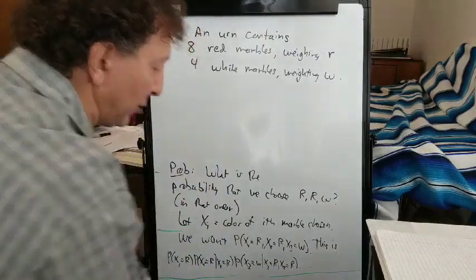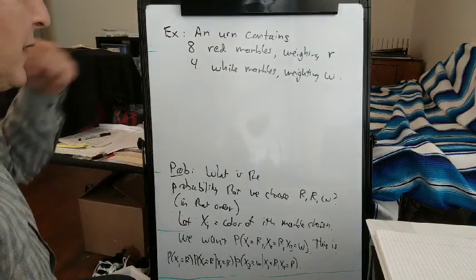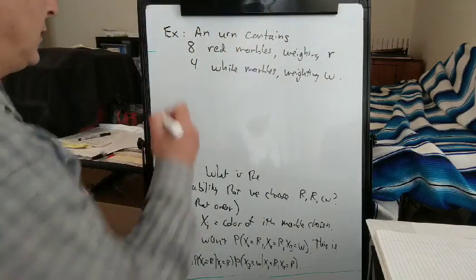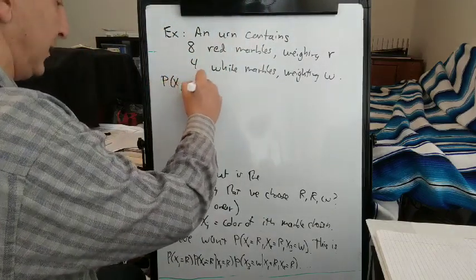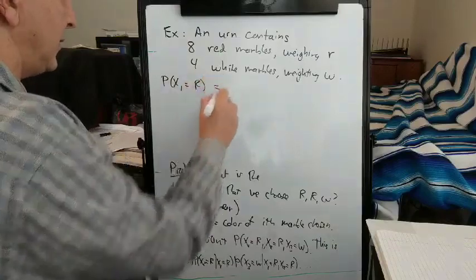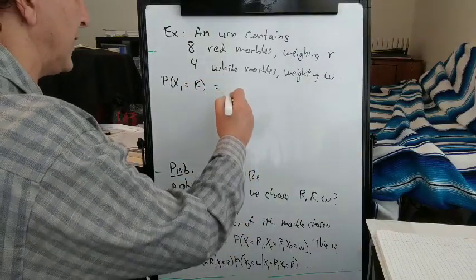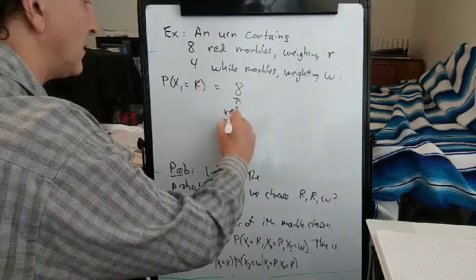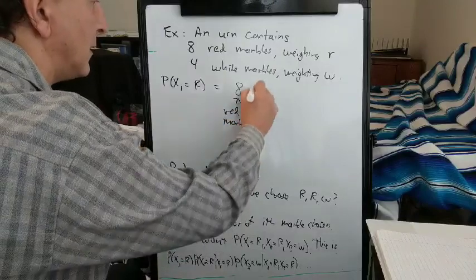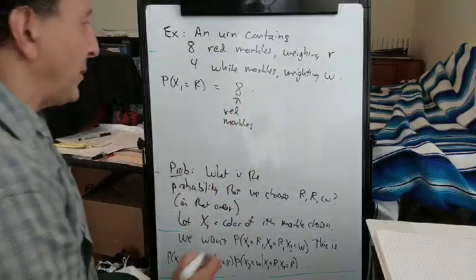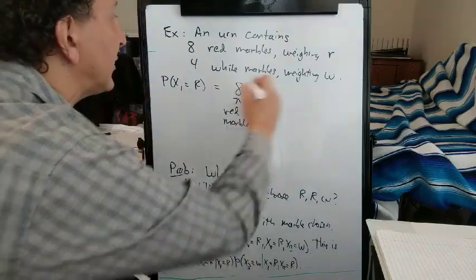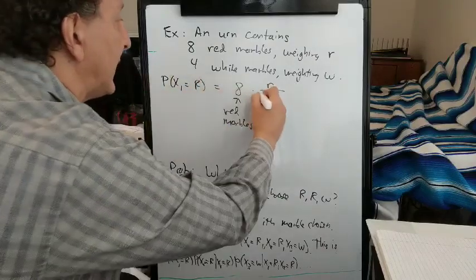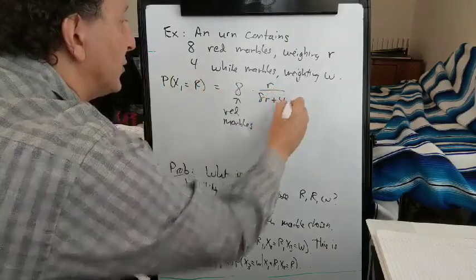Now every time we remove a marble, we're not only reducing the number of marbles, but we're changing the weight of the marbles that remain. So the probability that x1 is red is, let's say, so we've got 8 red marbles. And for each one, the probability of choosing it is r over the weight of everything that's in there, 8r plus 4w.